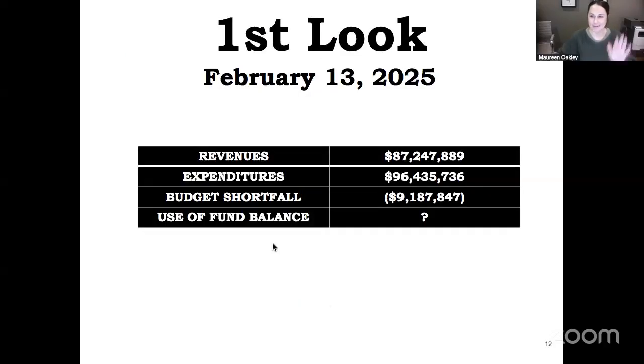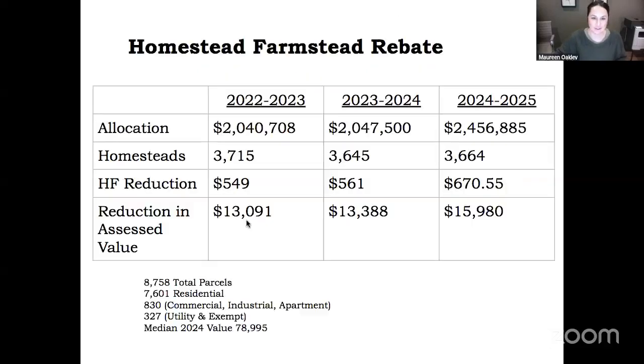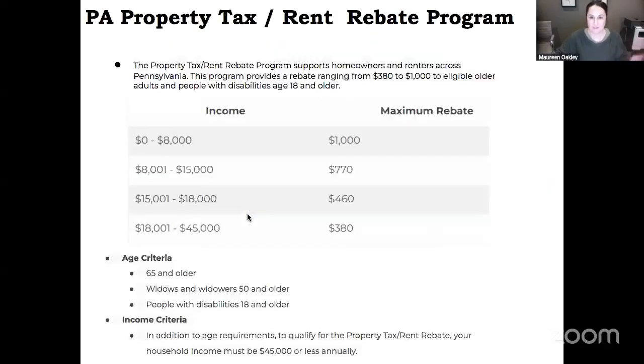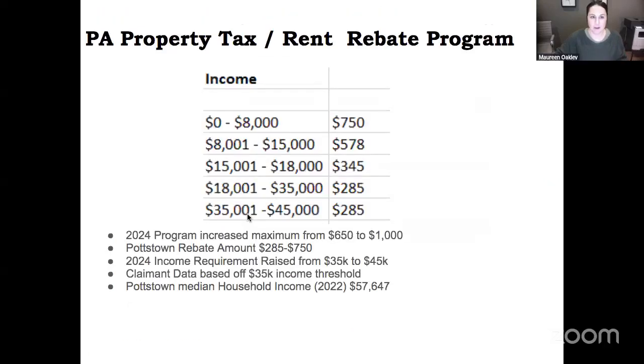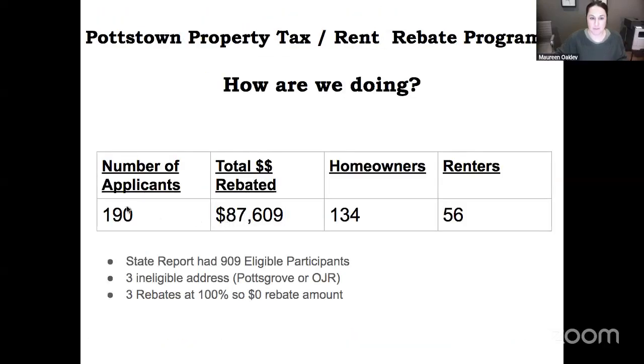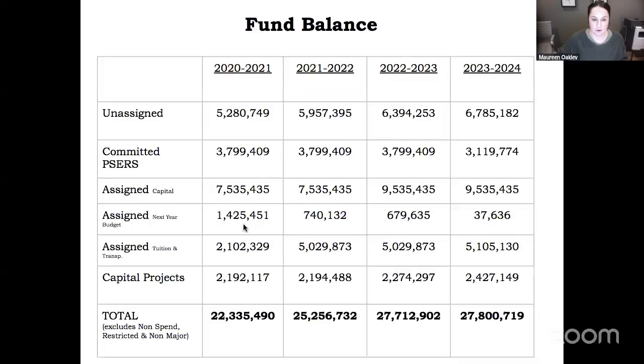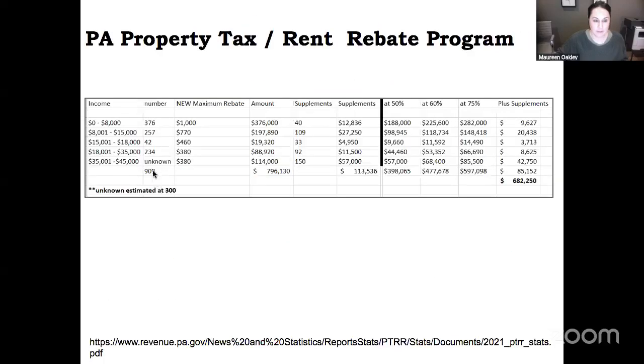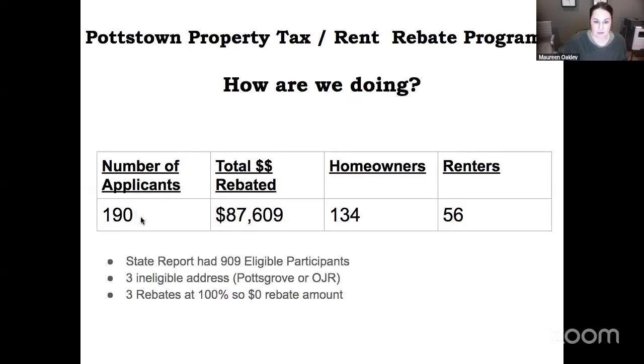I stopped there because I felt like it was a safe stopping point because I knew there would be questions. But let me just go right into that because this is Homestead Farmstead. Just to recap the program, where are we year to date? We've rebated 190 applicants, and we've rebated $87,000. If you recall, there were about 900 that were estimated that we could rebate. That's what the state had rebated, about 900 applicants, and we've rebated about 190 of them.